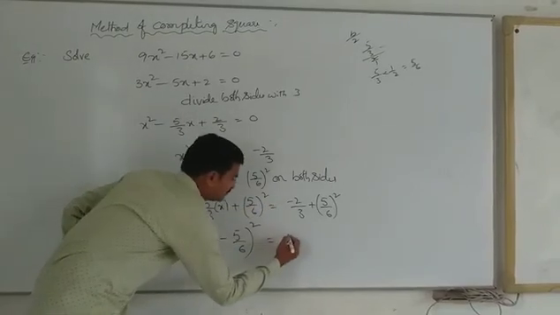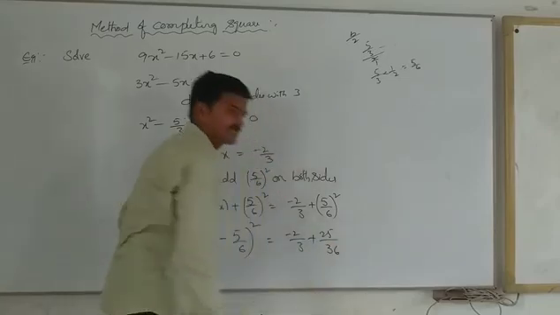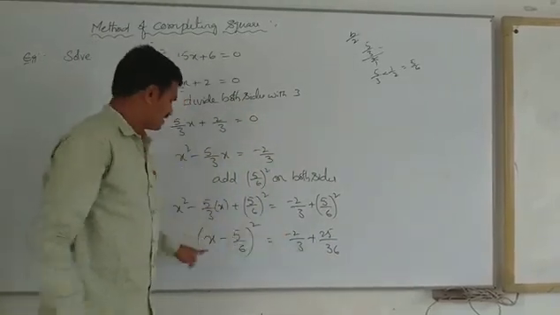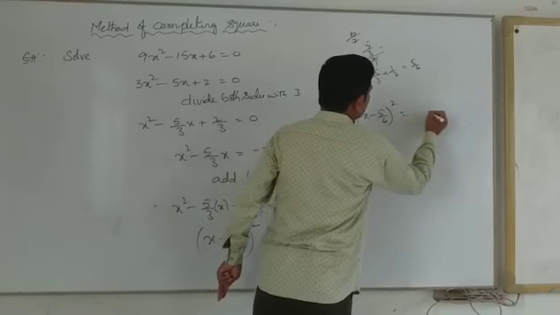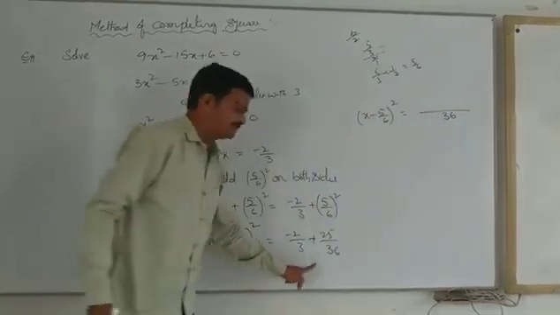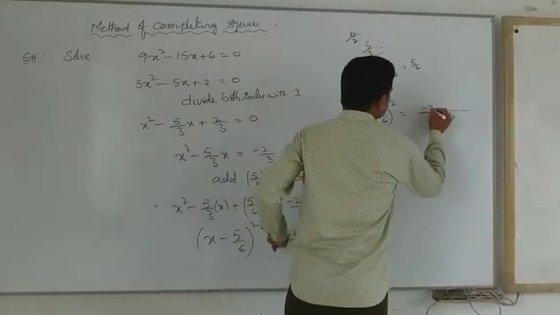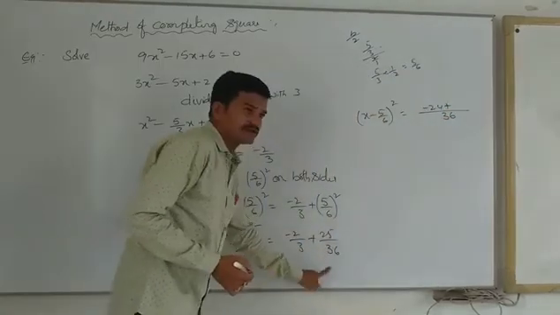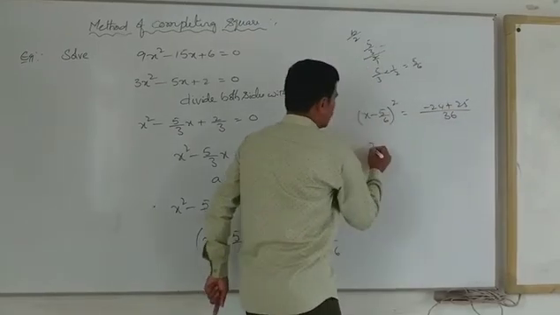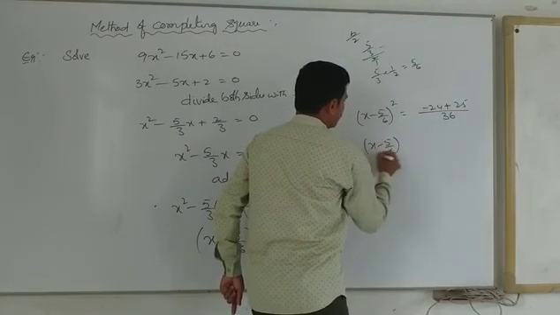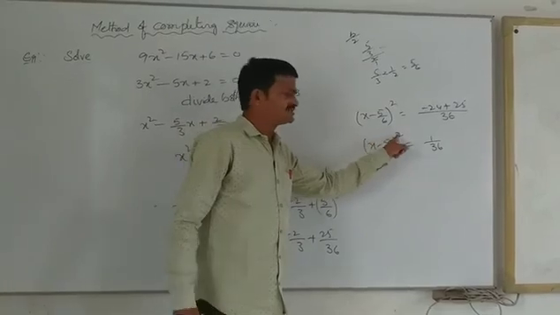Now this we can add. Minus 2 by 3 plus 25 by 36. This we have to simplify. Let us see. X minus 5 by 6 whole square equals to, I hope the LCM is 36 only, right? 3 12s are 36. 12 into minus 2 is minus 24, plus 25 over 36. That's it. Now x minus 5 by 6 whole square equals to, that is how much? 1 by 36.